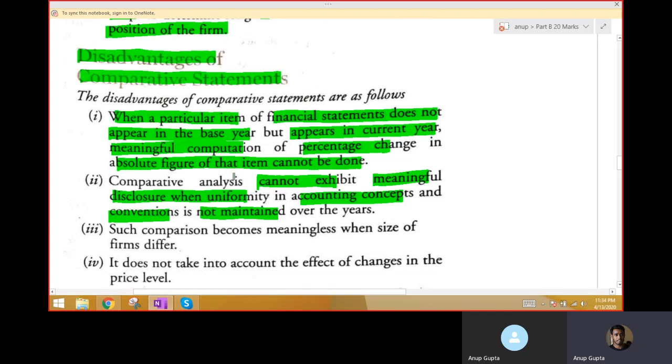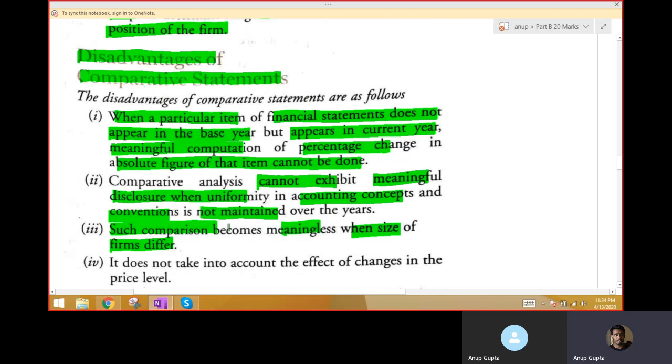The third disadvantage is the comparison becomes meaningless. Why does it become meaningless? Because the size of the firm is different. This is very common. Say there is a fat guy and there's a thin guy, and we ask them to fight. Obviously, we understand the fat guy will win because he's stronger, he's fit, his strength is more than the weaker one.